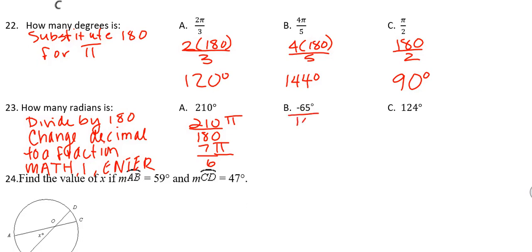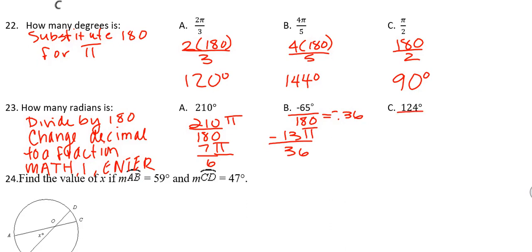When I do the negative 65, again divide this by 180. When I do that, I get 0.36. Change that by math 1. Actually, negative 0.36. Then when I change it, I get negative 13 over 36. And again, that's going to be negative 13 pi over 36.